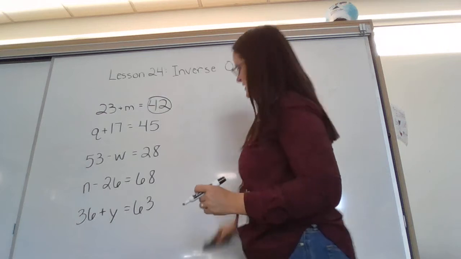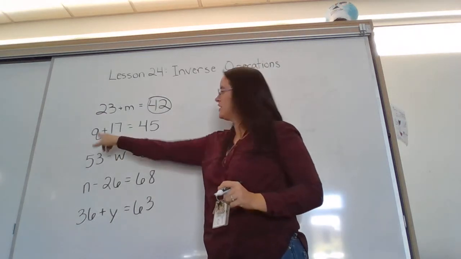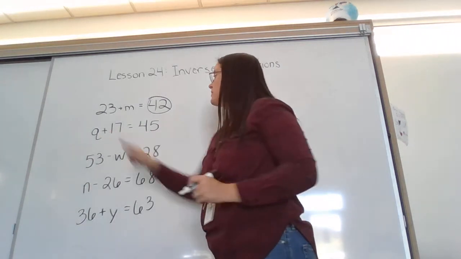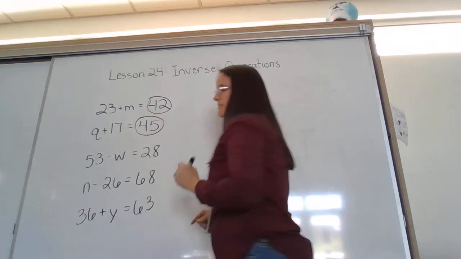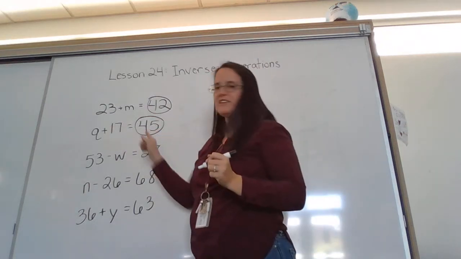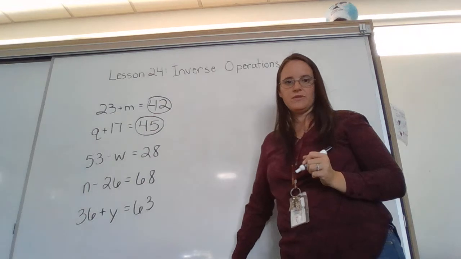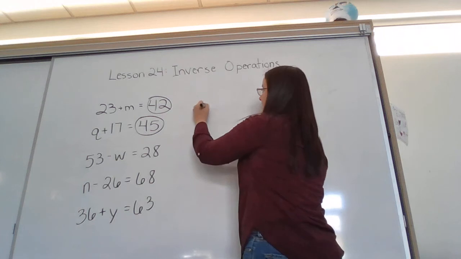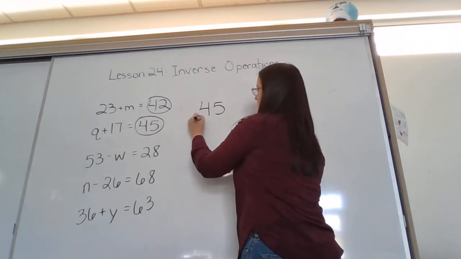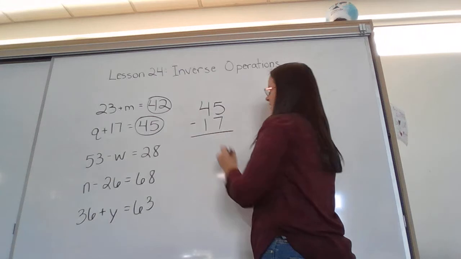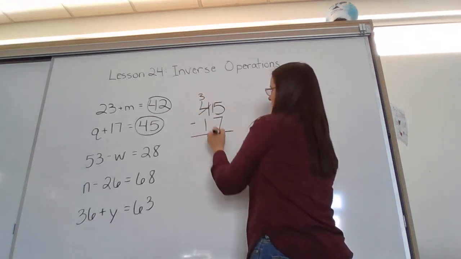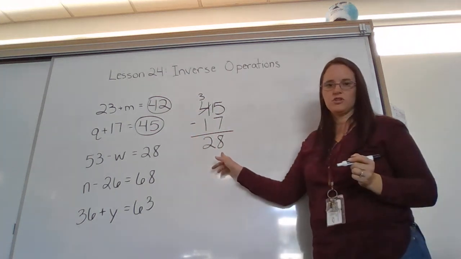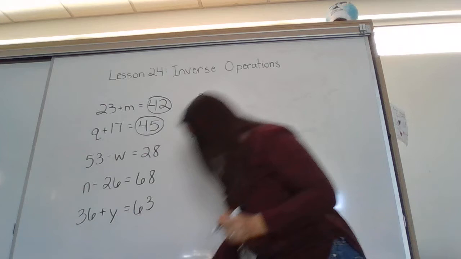All right, for this one here, is Q my biggest number or is 45 my biggest number? It's an addition problem, so this has to be the big number. So am I going to add 45 and 17 to solve for Q? No way, that'll give me a bigger number than 45. Once again, I have to subtract. 45 minus 17, gotta regroup. 15 minus 7 is 8, 3 minus 1 is 2, and Q equals 28.